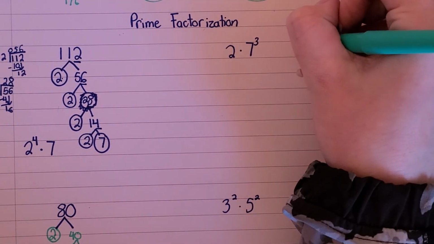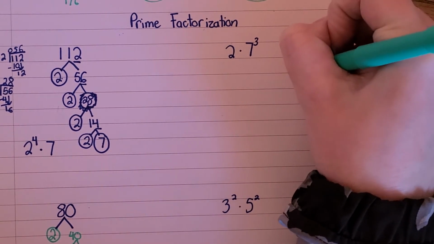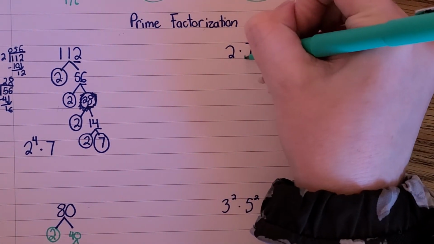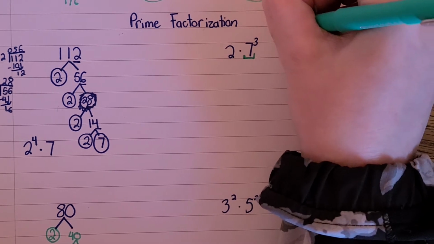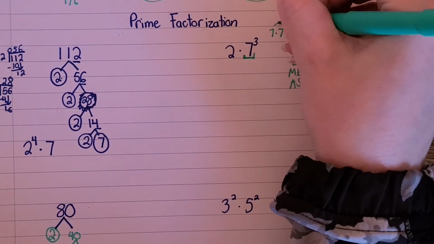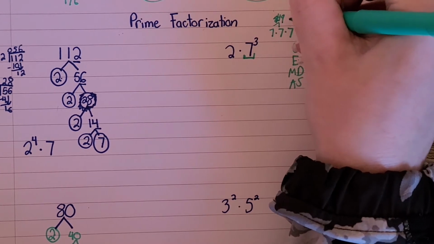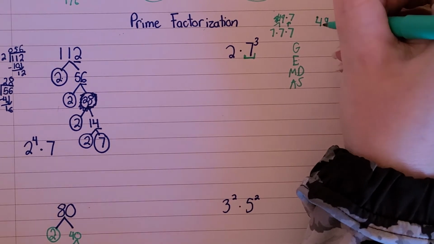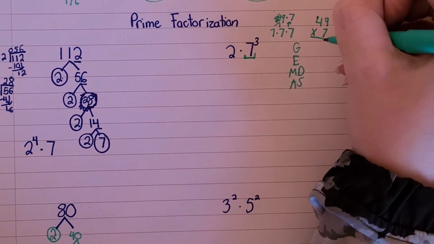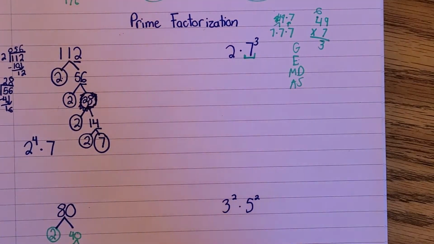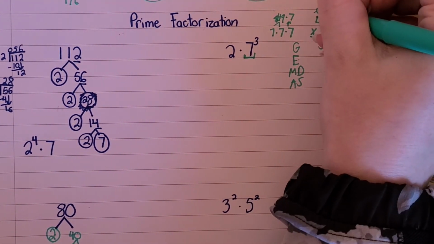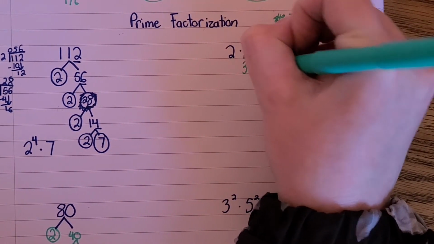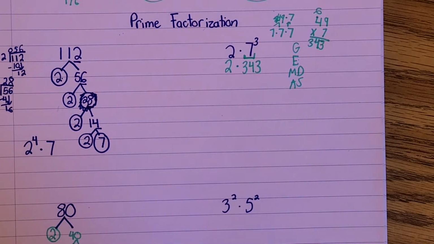Okay. So with GEMDAS, we know exponents come before multiplying and dividing. Okay, so we're going to do this first. 7 to the 3rd power is 7 3 times. Okay, 7 times 7 is 49. And then finish with the last one, times 7. All right, 49 times 7. 9 times 7 is 63. Okay, 7 times 4 is 28. Plus 6 is 34. So this would be 343. And drop the rest. 2 times 343.